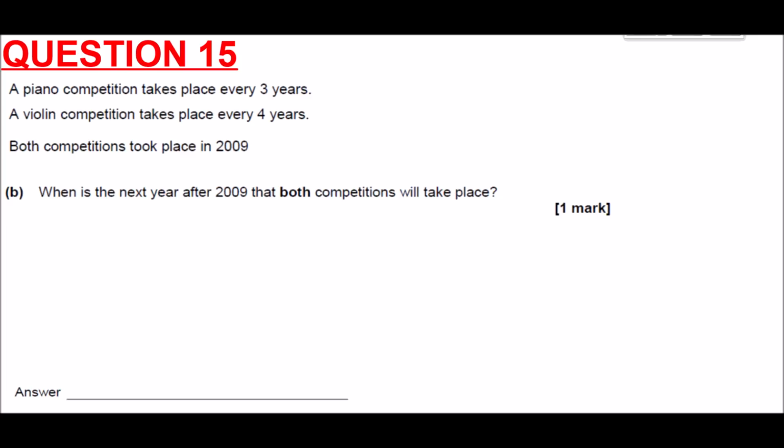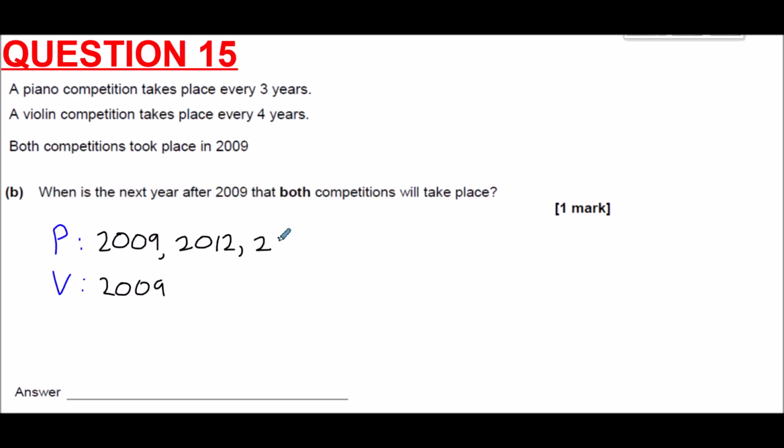Part B, we need to find out when the next year after 2009 is that both competitions take place. If we just compare the piano and violin, they both took place in 2009, we're told. But the piano competition takes place every 3 years, and so the next time the piano competition takes place after 2009 will be 3 years on from that, which is 2012.